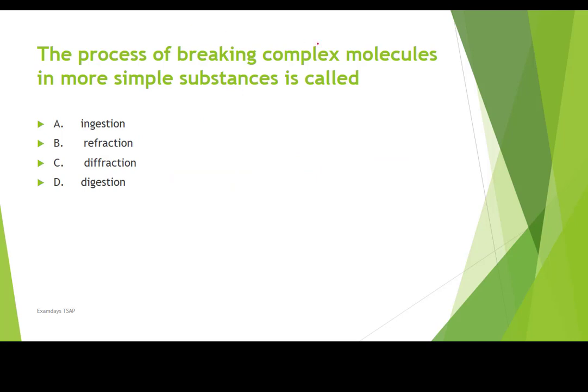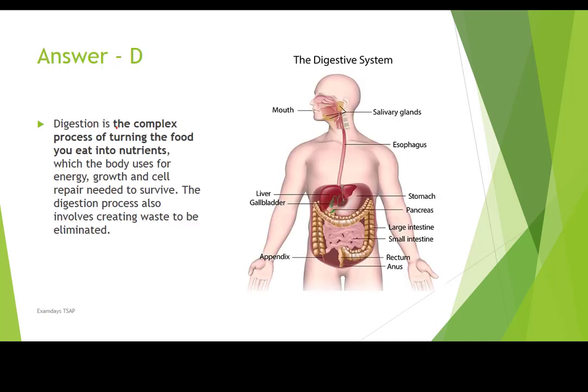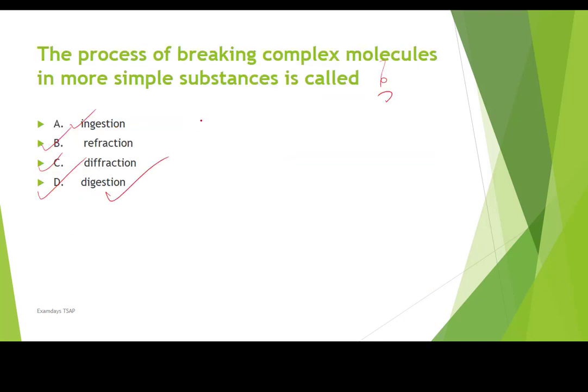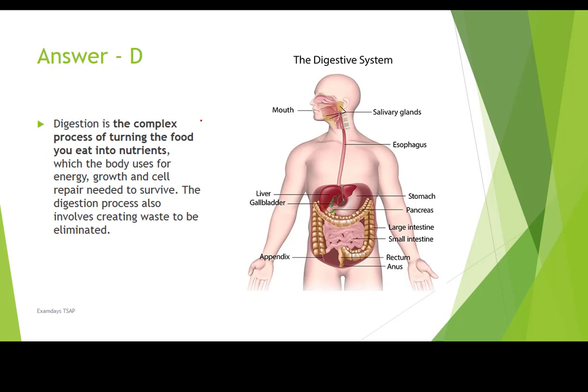Moving on to the next question. The process of breaking complex molecules into simpler substances is called A, ingestion, B, refraction, C, diffraction, and D, digestion. The correct answer is option D, digestion. The body uses these simpler substances for energy, growth, and cell repair needed for survival. The digestion process also involves creating waste to be eliminated. So this picture is enough for understanding how the digestion process works.